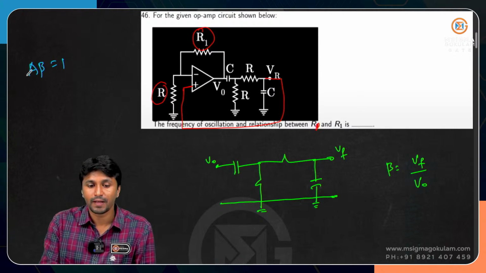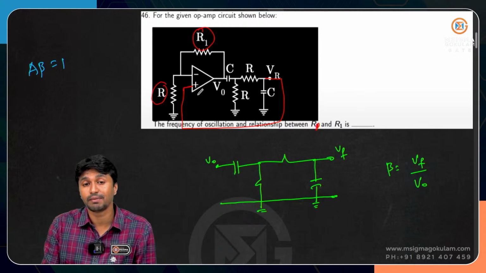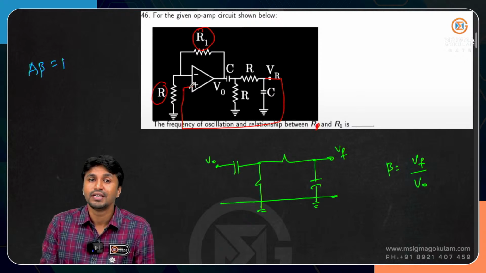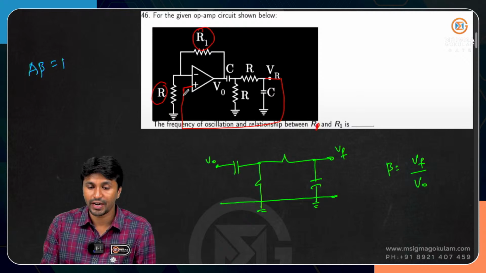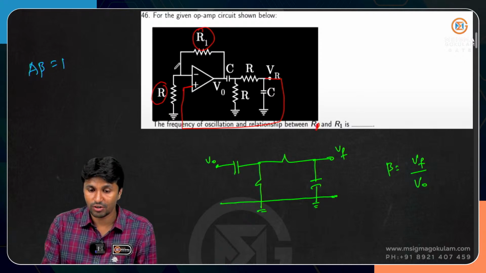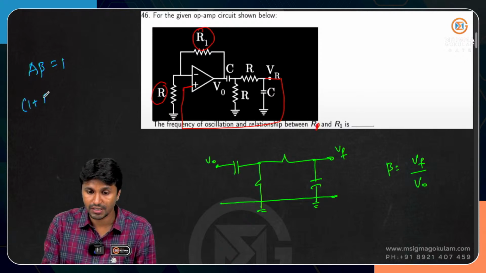Now what is the gain of the amplifier? Which amplifier is employed here? Is it an inverting amplifier or a non-inverting amplifier? You can clearly see that the input is fed to the non-inverting terminal. So this is a non-inverting amplifier, and the gain of the non-inverting amplifier is 1 plus R1 by R.